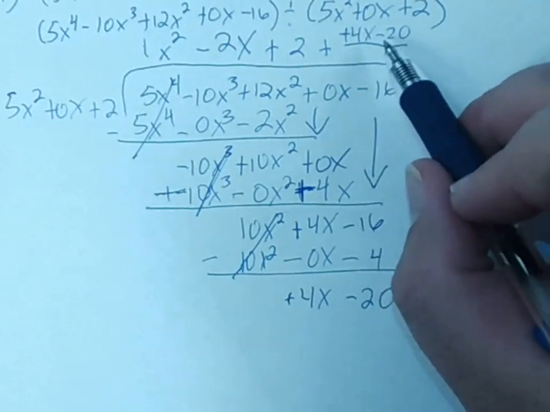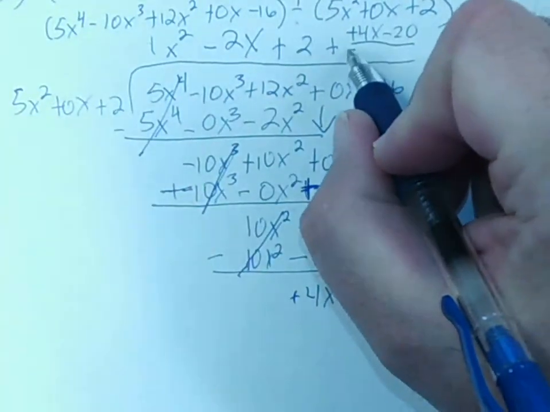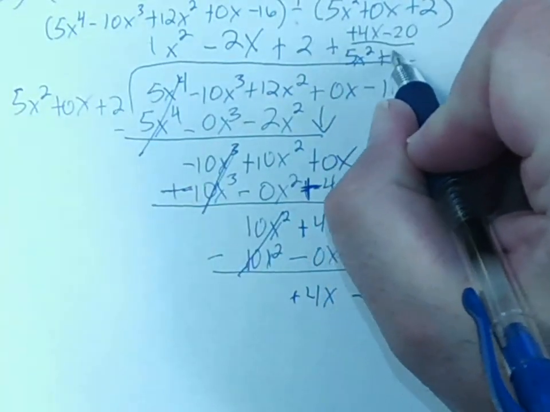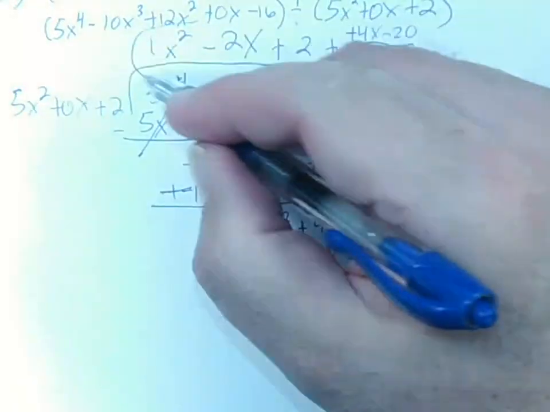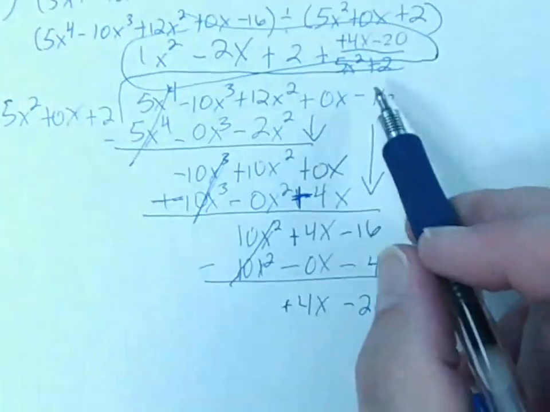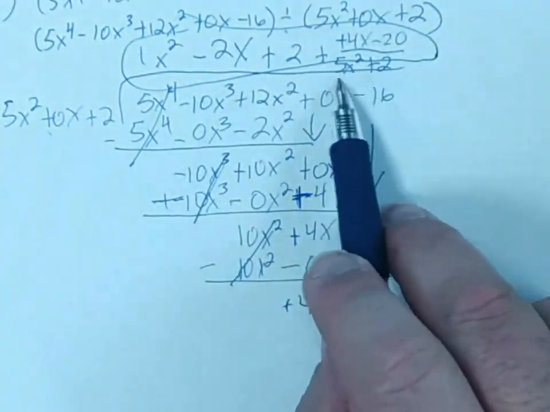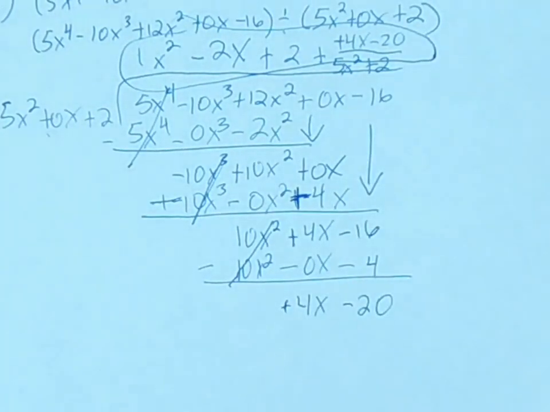And then remember on our remainder fraction, we put this guy, 5x squared plus 2. Remember, we always put what we're dividing by on the bottom. And that was a horrible circle. Unfortunately, I don't have an undo button.